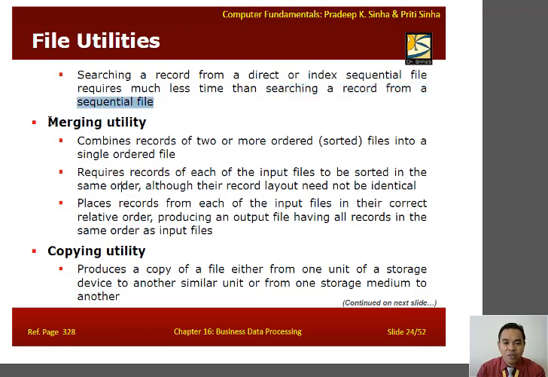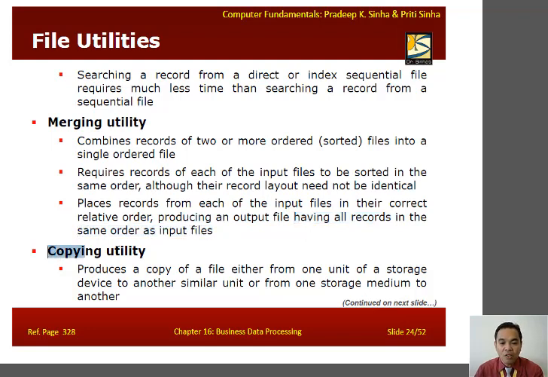The next utility is known as merging utility. So we say merge combines records of two or more ordered or sorted files into a single ordered file. This utility requires records of each of the input files to be sorted in the same order, although the record layout need not be identical. Then this utility places records from each of the input files in their correct relative order, producing an output file having all records in the same order as the input files.